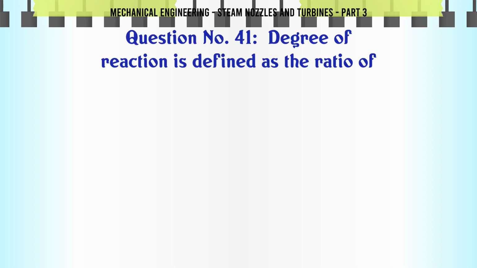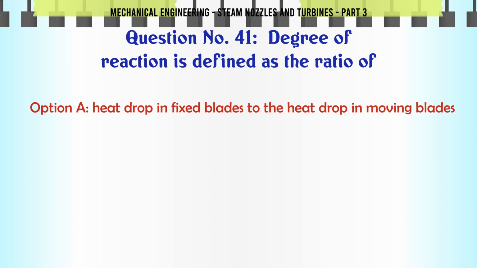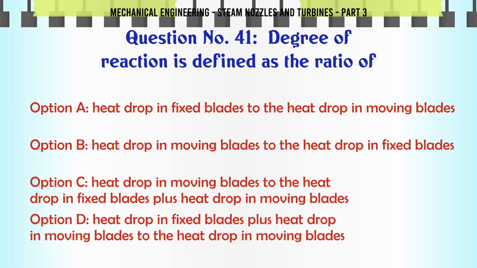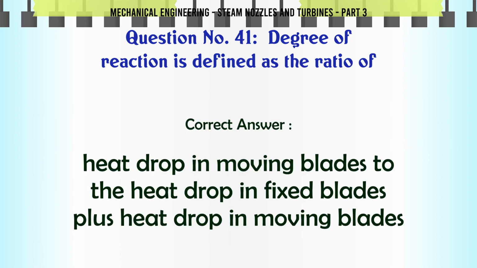Degree of reaction is defined as the ratio of A. heat drop in fixed blades to the heat drop in moving blades. B. Heat drop in moving blades to the heat drop in fixed blades. C. Heat drop in moving blades to the heat drop in fixed blades plus heat drop in moving blades. D. Heat drop in fixed blades plus heat drop in moving blades to the heat drop in moving blades. The correct answer is heat drop in moving blades to the heat drop in fixed blades plus heat drop in moving blades.